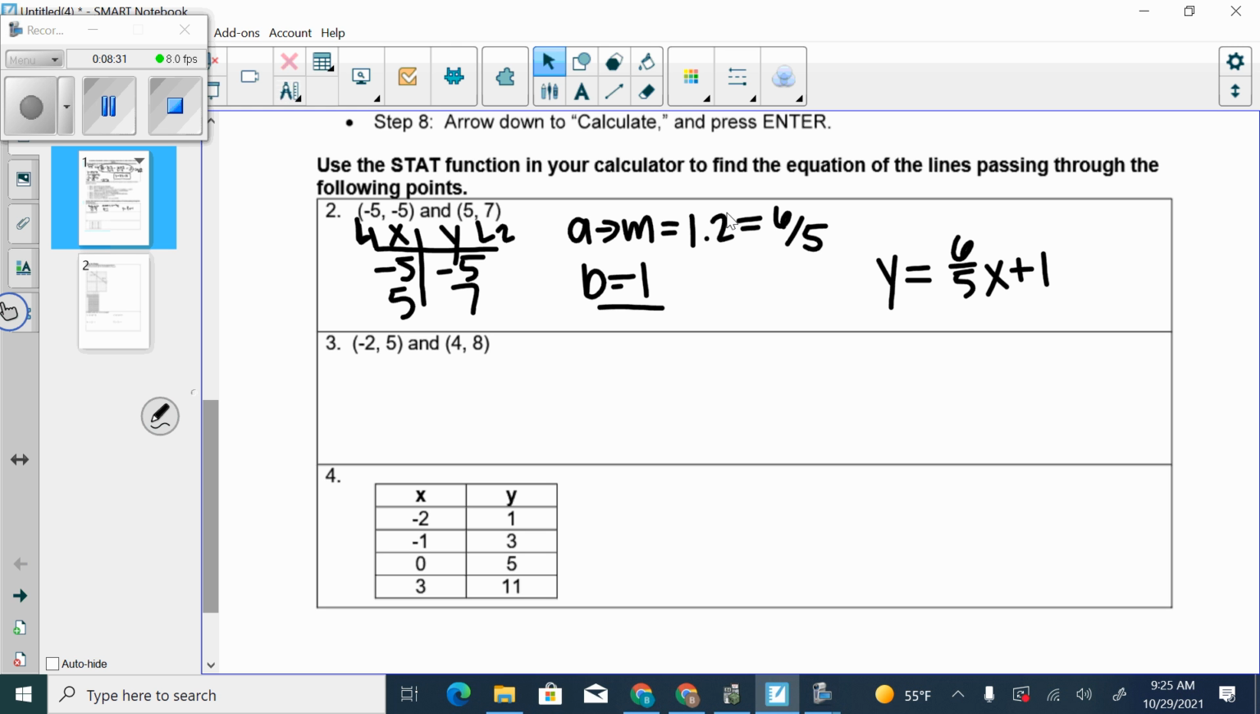All right, same thing for number 3. Gonna have to list those x values and y values. So I go ahead and pick out my x's, which are -2 and 4. And then my y values are 5 and 8.